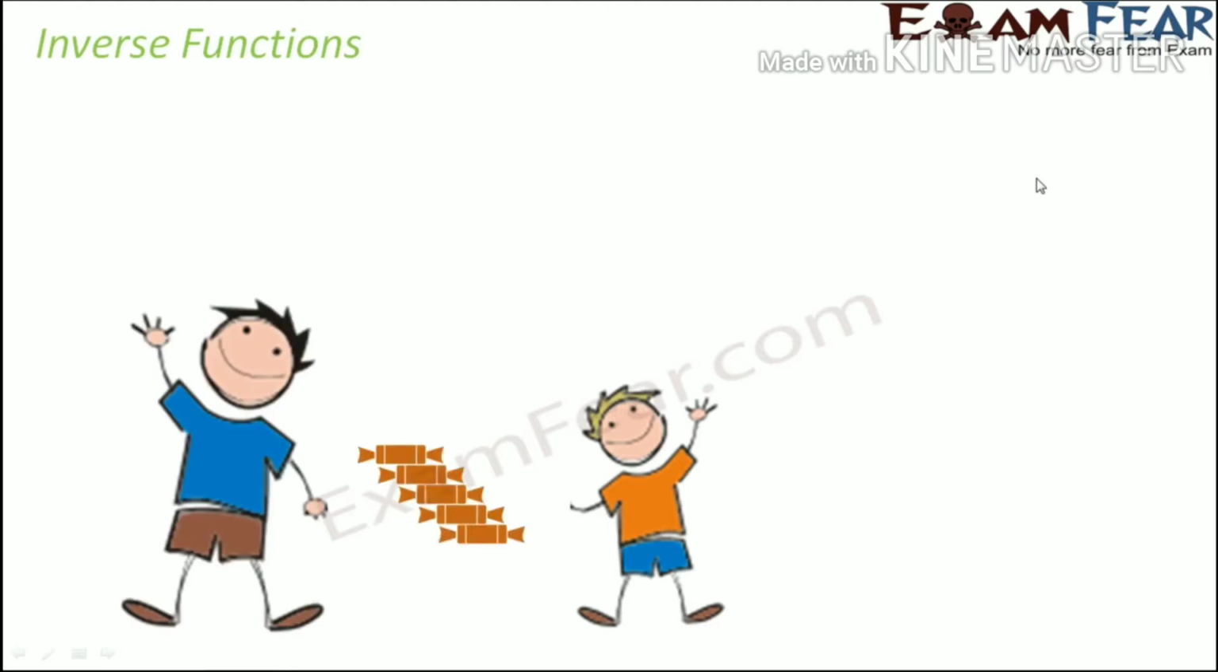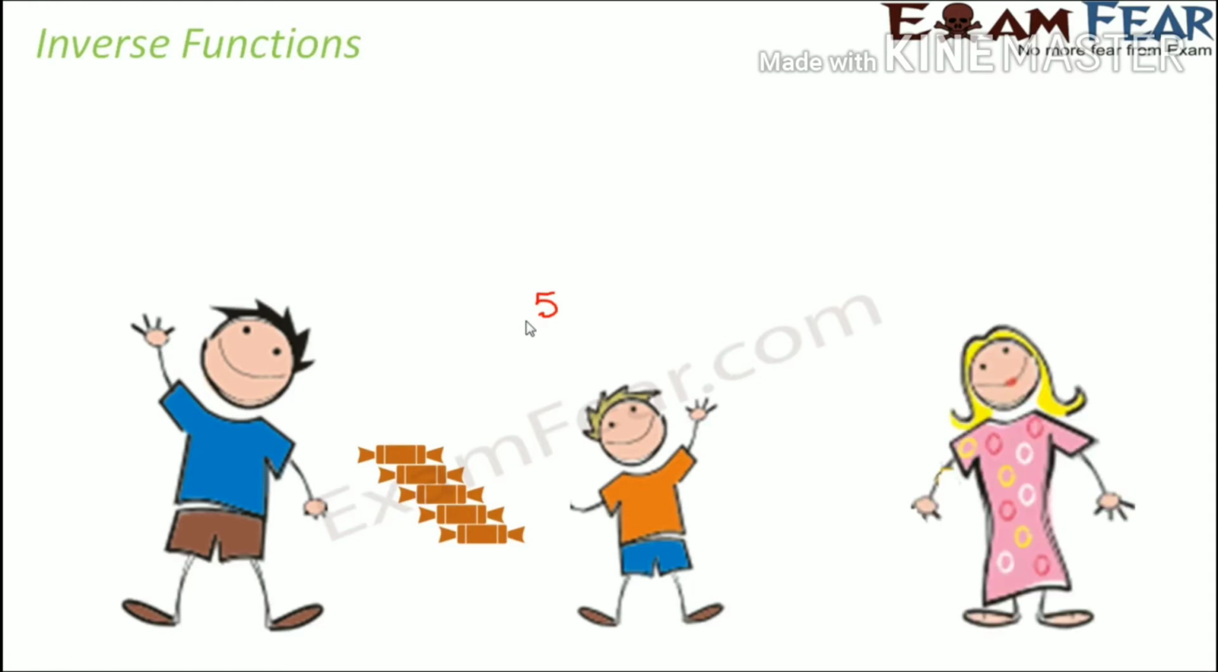Let's say that this is you. Your father gave you 5 chocolates. Okay, so how many total chocolates do you have with you? You have 5 chocolates. Now your mother gave you 3 more chocolates. So how many chocolates do you have with you now? You already had 5 plus your mother gave you 3. So how many chocolates do you have in total? So you have 8 chocolates in all, right?